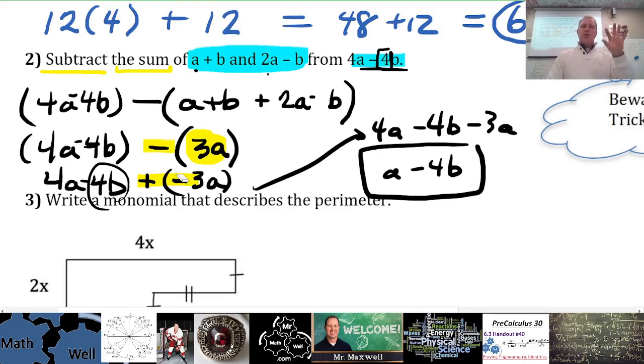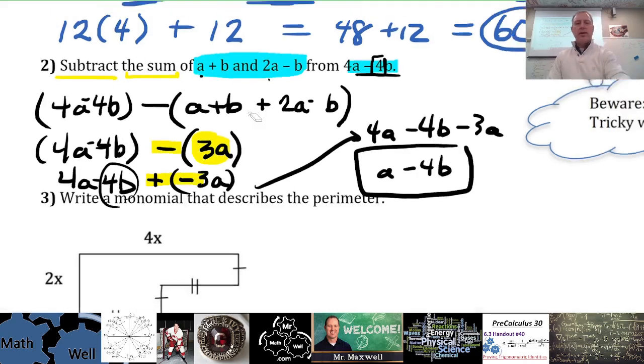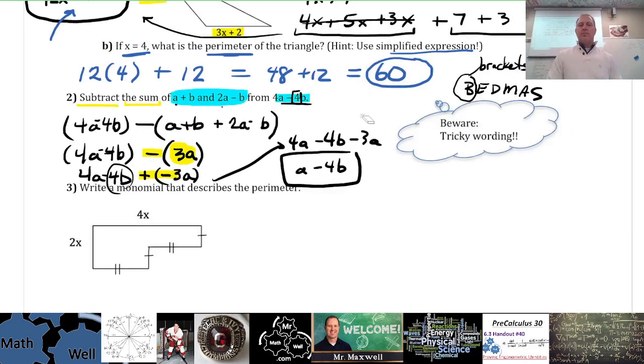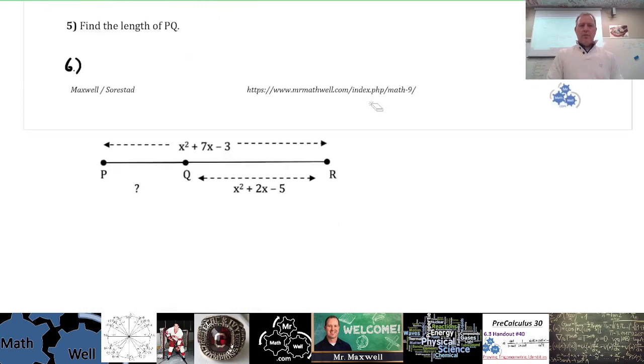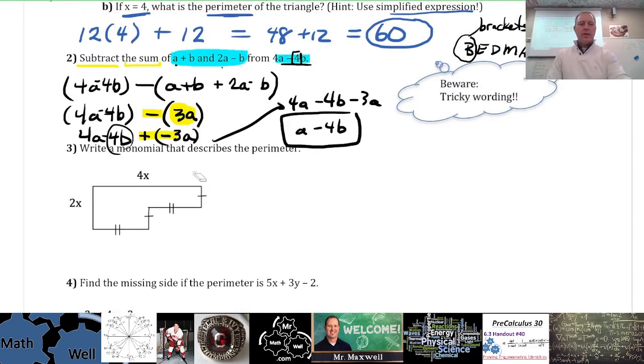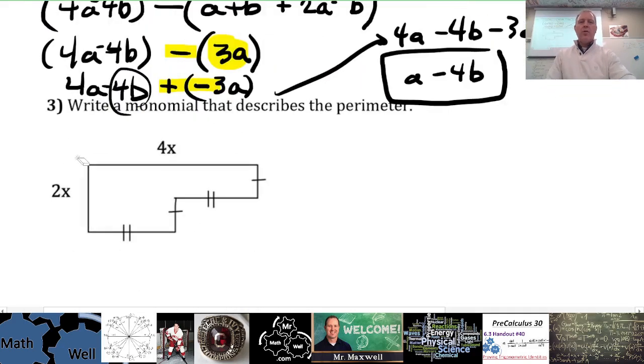If you have to go to a different spot in the paper, draw a little arrow so that your work can be followed. Okay, excellent. We've got a few more to do, so let's do a few more here. Number 3, write a monomial that describes the perimeter.